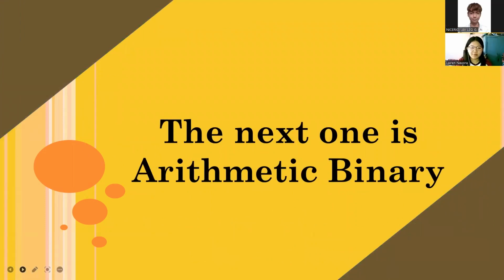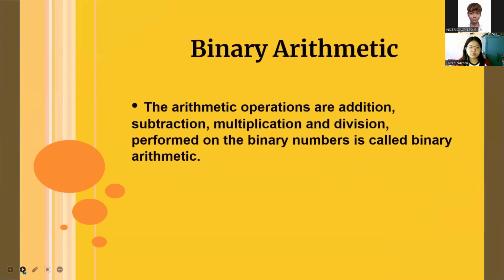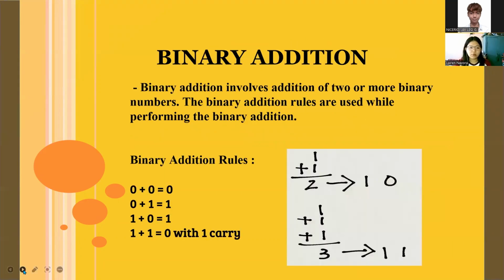So the next one is arithmetic binary. Good day everyone, my name is Lyrin Nabora and I'm going to present to you my topic, which is binary arithmetic. The arithmetic operations, additions, subtractions, multiplications, and divisions performed on binary numbers, are called binary arithmetic. Binary addition involves the addition of two or more binary numbers. The binary addition rules are used while performing binary additions.